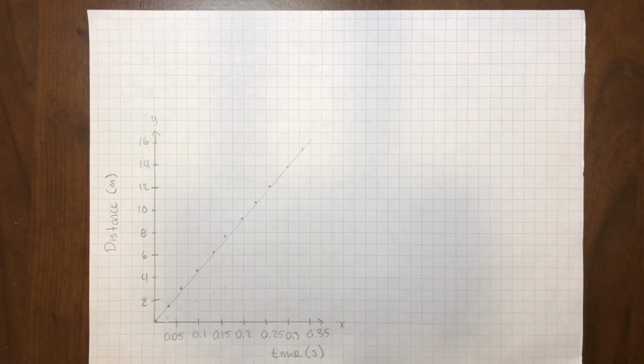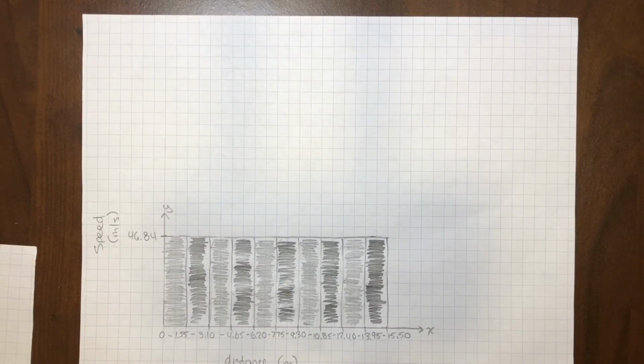I moved this data from the table onto a distance versus time graph where it shows the baseball moving at a constant speed. Then I made a speed versus distance graph, which again shows the baseball moving at a constant speed for each time interval.